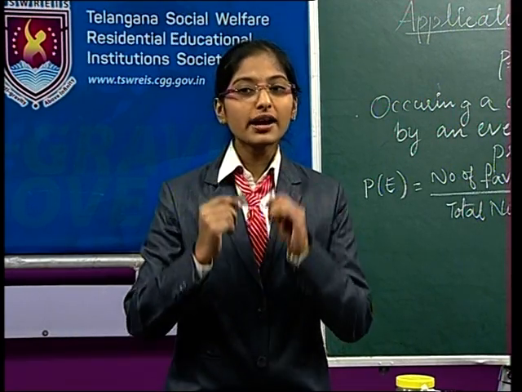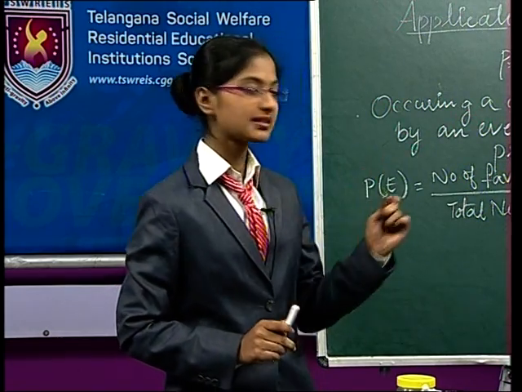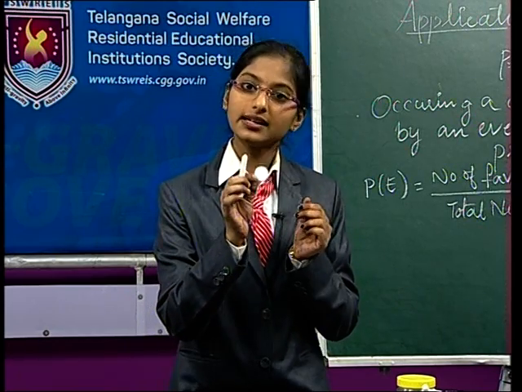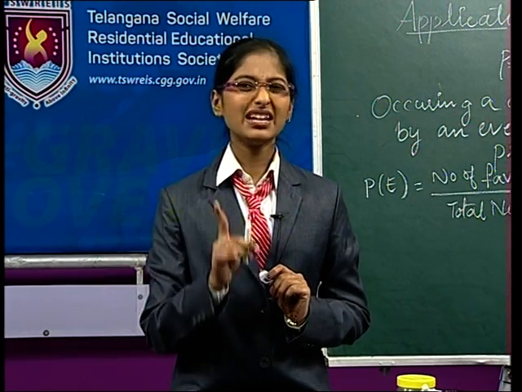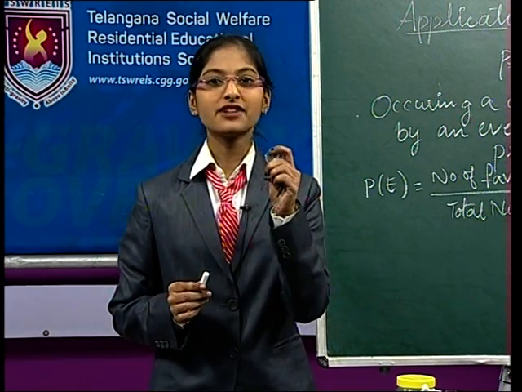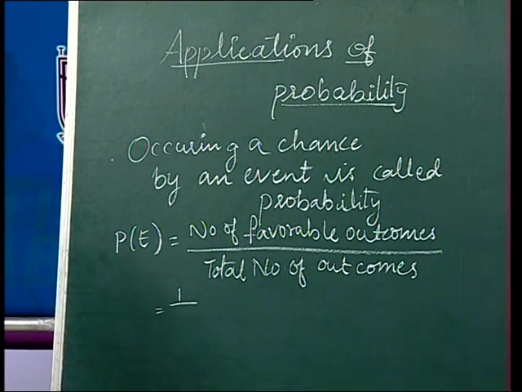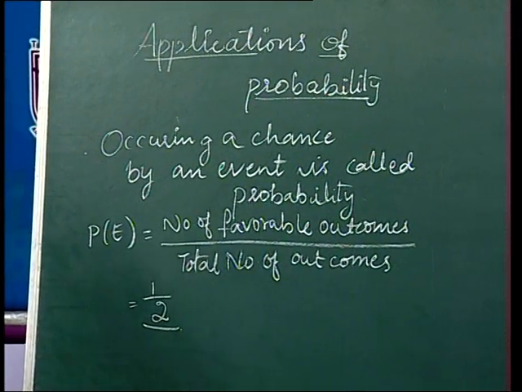So, how can we write the probability here? How many chances are there? Favorable chances are nothing but the chances which we want. Here we want the tail. So, how many tails are there on a coin? There is only one tail. So, 1 is the favorable outcome here. And how many total outcomes are there? There are 2 total outcomes. One is head and another one is tail. So, 1 by 2 is the probability for getting a tail.